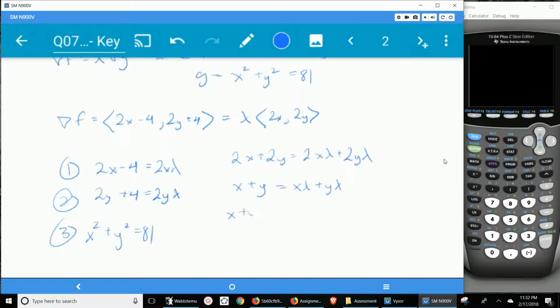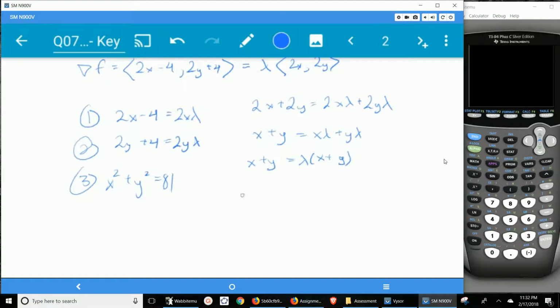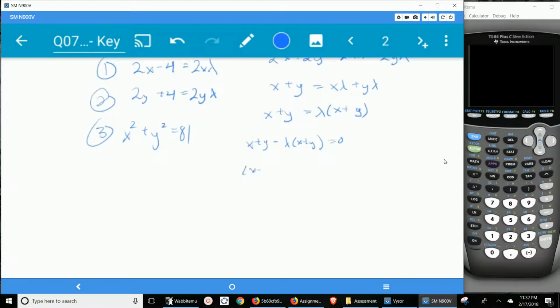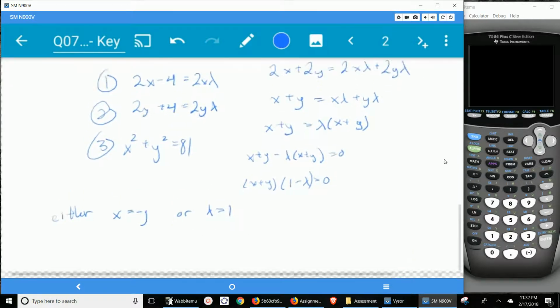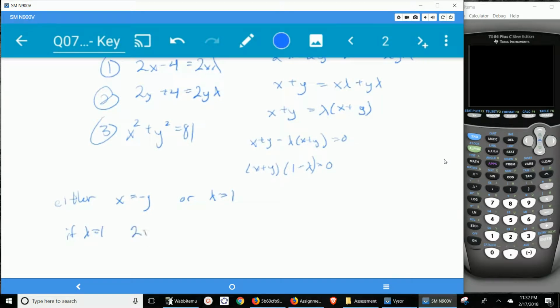Notice you can factor that lambda, so if we subtract that off, we get that. Factoring out the x plus y, we get 1 minus lambda. Okay. So either x equals negative y or lambda equals 1. If lambda equals 1, then 2x minus 4 equals 2x, which would say that negative 4 is 0, which is a contradiction. So we have to reject that. Okay, so this must be true.